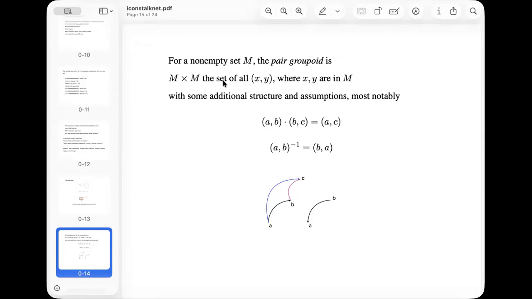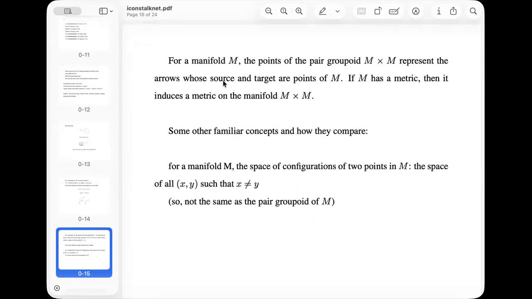There are other parts of the structure as well. There is a unit element, there is a concept of the inverse, there are source and target maps that extract from an arrow its source vertex and its target vertex. This works perfectly nicely for manifolds. If M is a manifold, then its pair groupoid is a manifold too, and we can think its points represent arrows between pairs of points on M. In case M was equipped with a metric, we automatically get a metric on the pair groupoid.